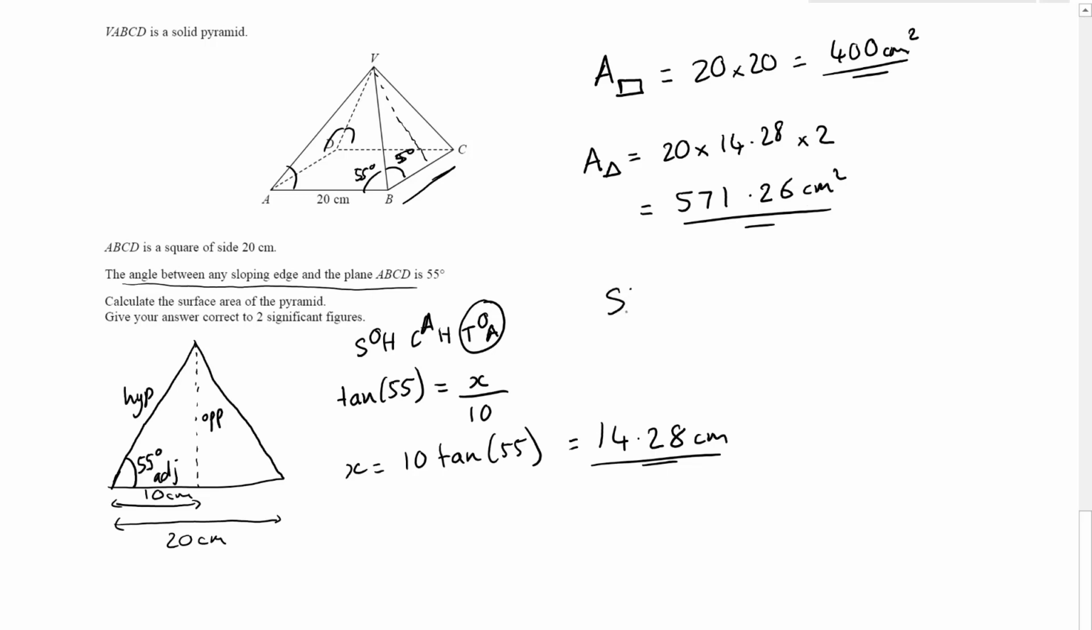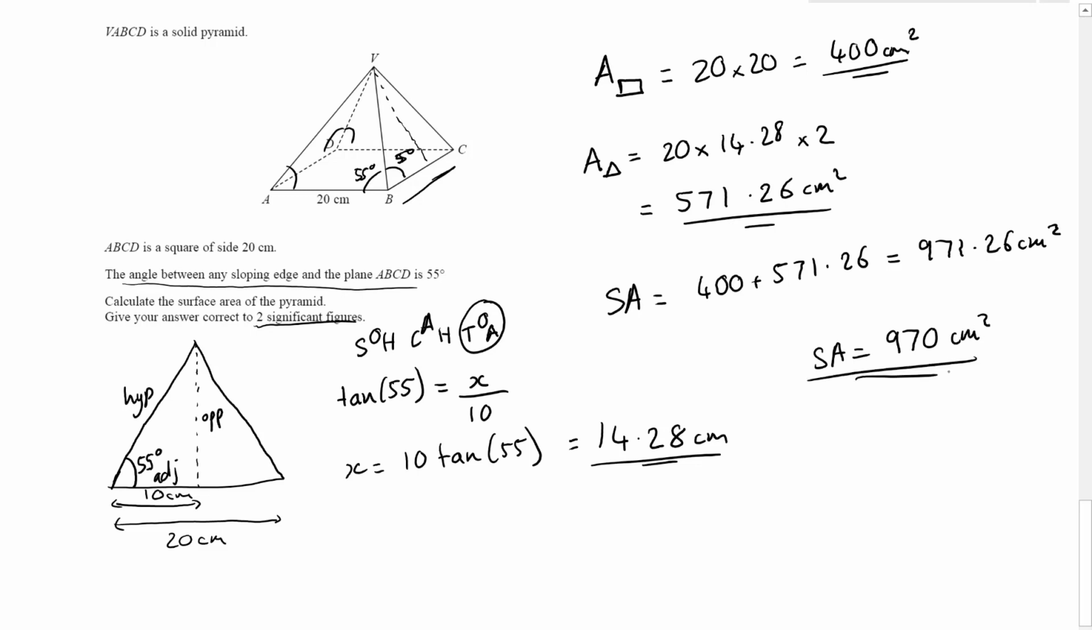And then I'm going to add in my two areas. So my total surface area is 400 plus 571.26, which is equal to 971.26 centimeters squared. But I only want it to two significant figures, so I can get rid of this and just call it that my surface area is 970 centimeters squared.